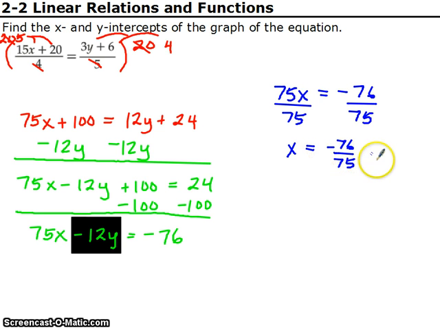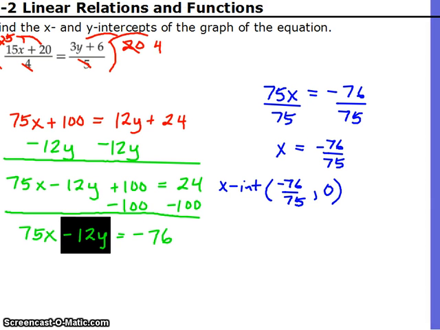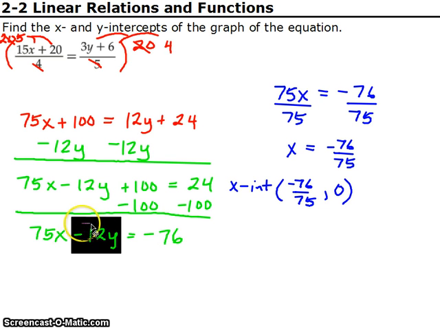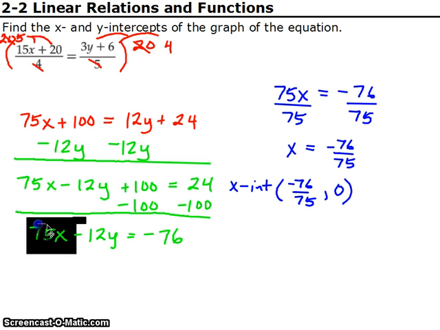And if you want to be really technical about it, you should write it as a point, because it's something that we are going to put on a graph eventually. Negative 76 over 75, comma 0. This is our x-intercept. Then you use the same strategy for the y-intercept, except you're going to cover up the 75x. And what's left over, pretend that's disappeared, negative 12y equals negative 76.